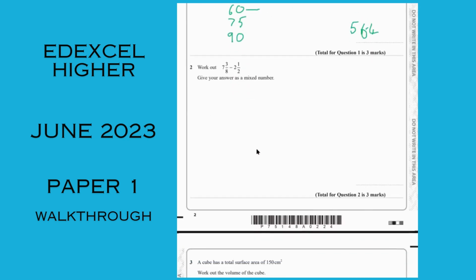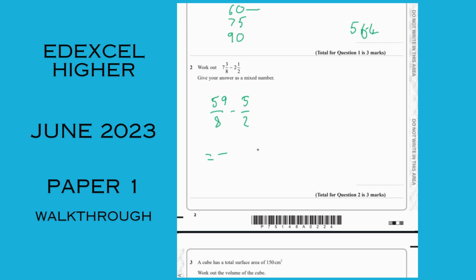Next one, another bog standard fractions. One's always going to come up. This one's a takeaway. I'm a big fan of not trying to do 7 take away 2 for a shortcut. I prefer, simply for revision, to make them top heavy. So big times bottom is 56. Add the top. Big times bottom is 4. Add the top.